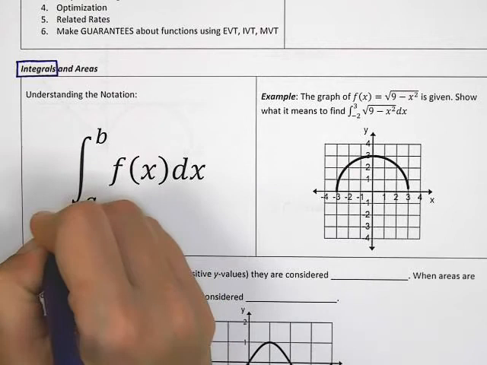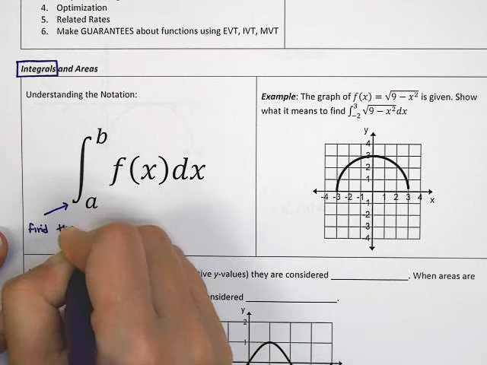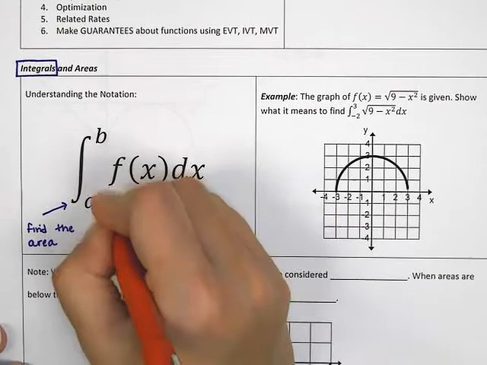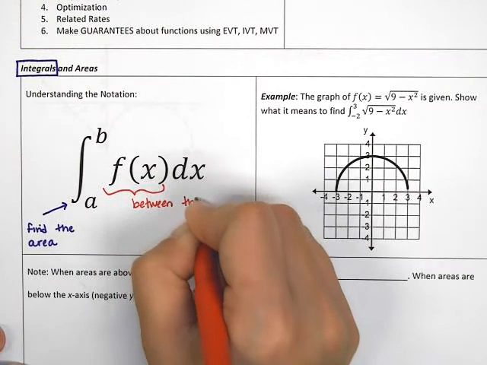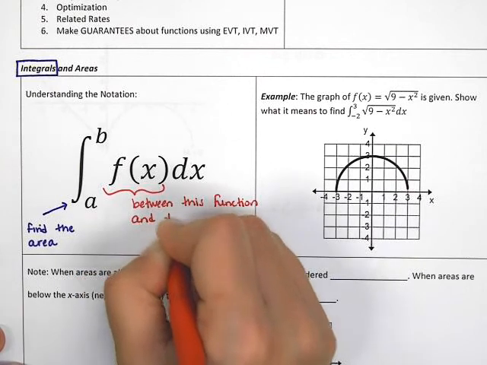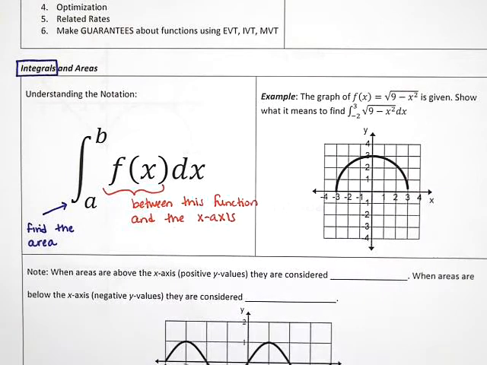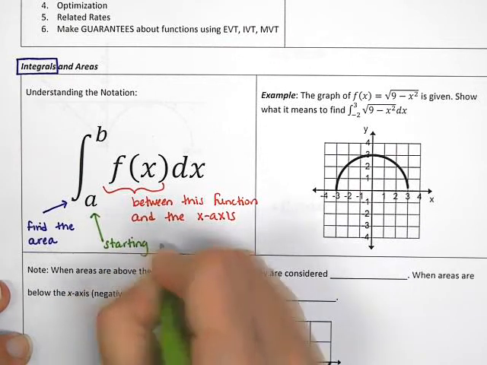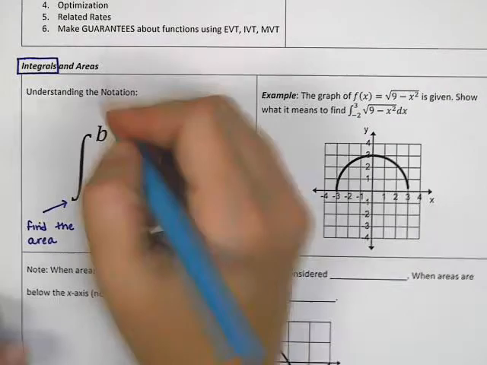This notation means find the area between this function and the x-axis, starting at this x value and stopping at this x value.